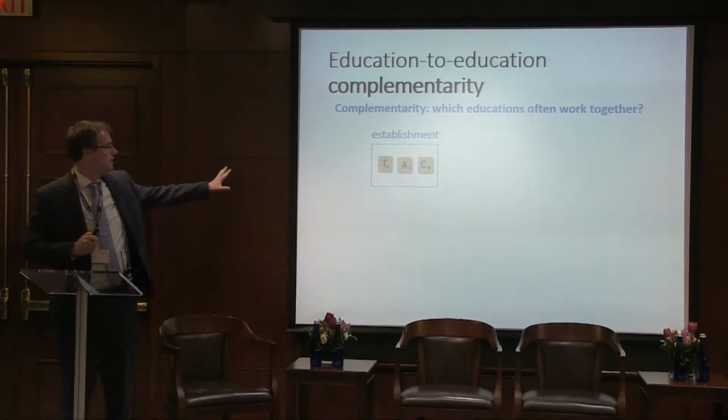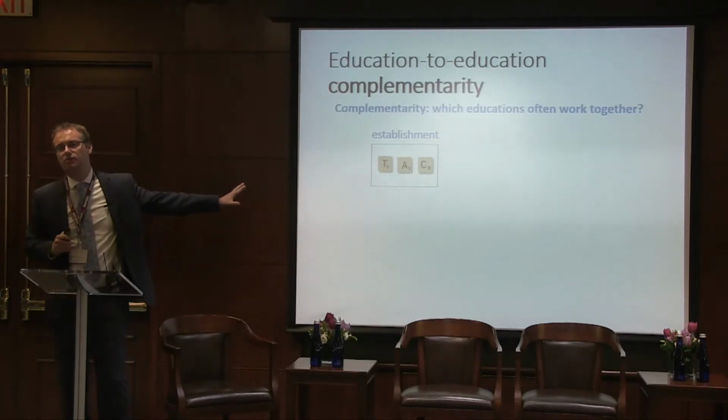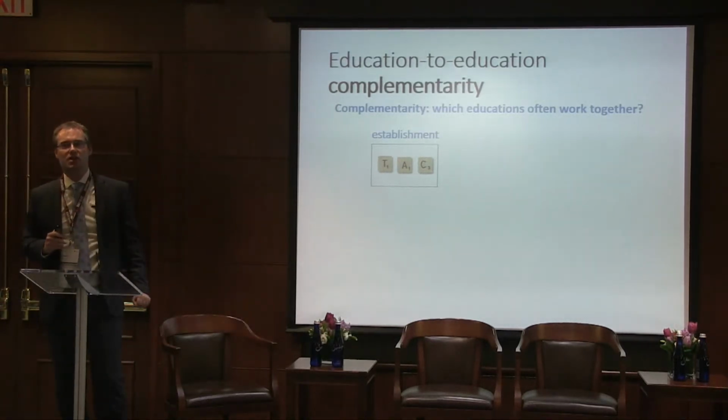So I'll walk you through it. So let's say this is an establishment and we find workers with three types of education, so three letters, T, A, and C.